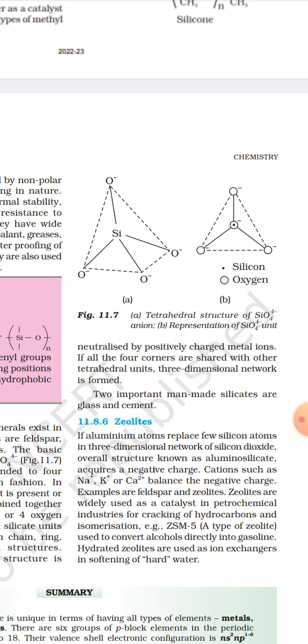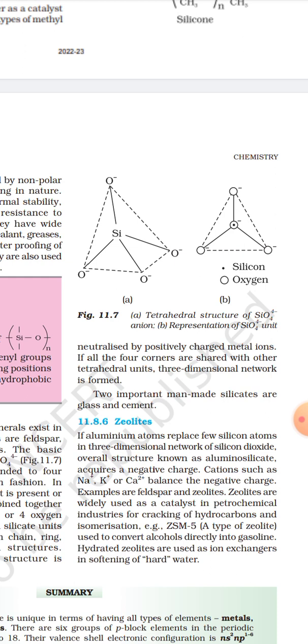Zeolites. If aluminium atoms replace a few silicon atoms in the three-dimensional network of silicon dioxide, the overall structure, known as aluminosilicate, acquires a negative charge. Cations such as Na+, K+ or Ca2+ balance the negative charge. Examples are feldspar and zeolites.